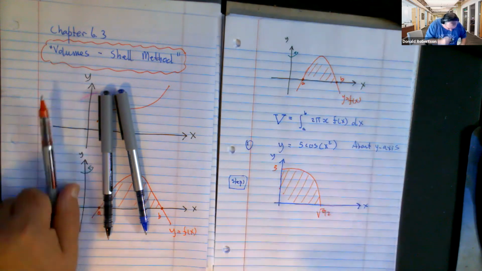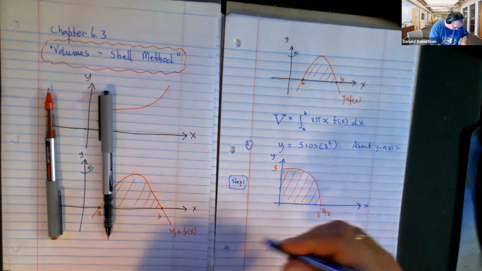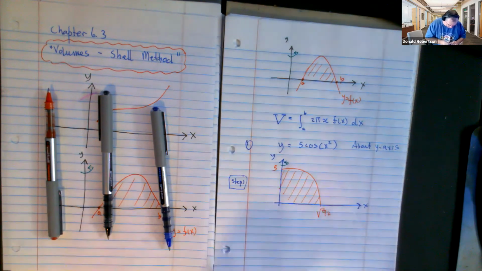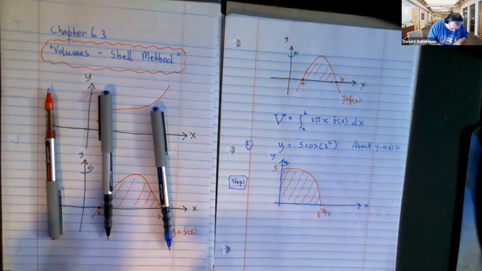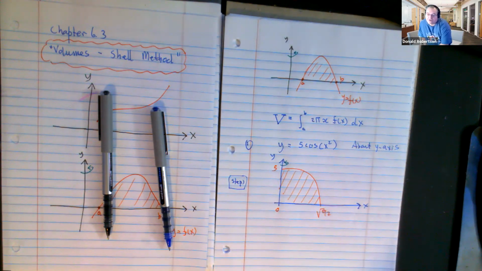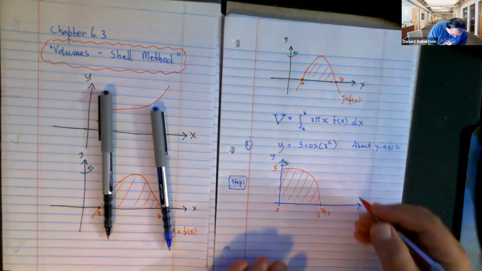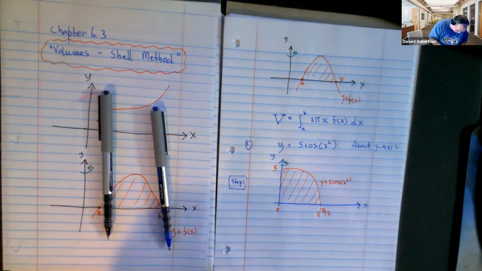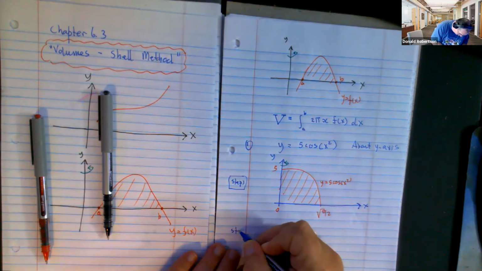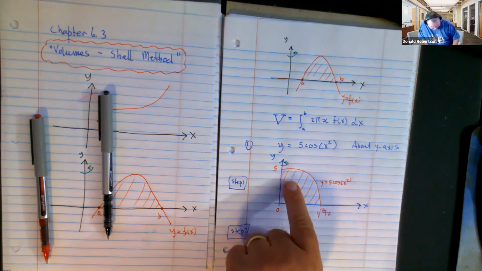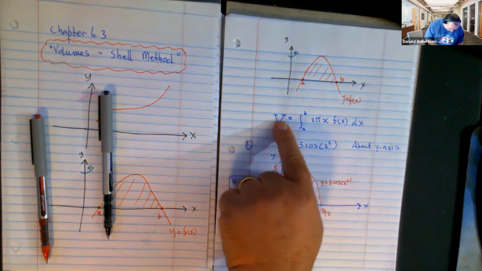So that's the shape, and it's going to be rotated about the y-axis. So step 1 is draw the thing, so you get an idea of what region is being rotated about the y-axis. It ends up being this guy here. Step 2. Typically using the information that's given here, write down the formula.